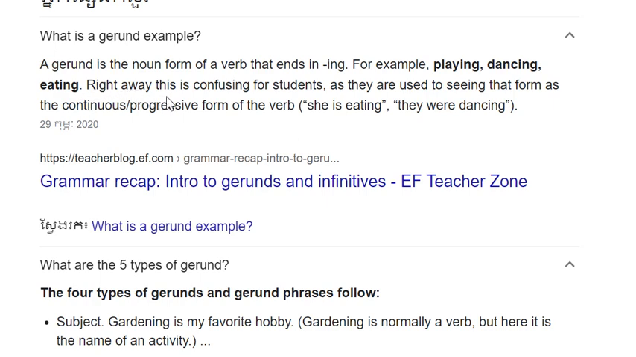Right away, this is confusing for students as they are used to saying that form as the continuous or progressive form of the verb, like she is eating, the word dancing.